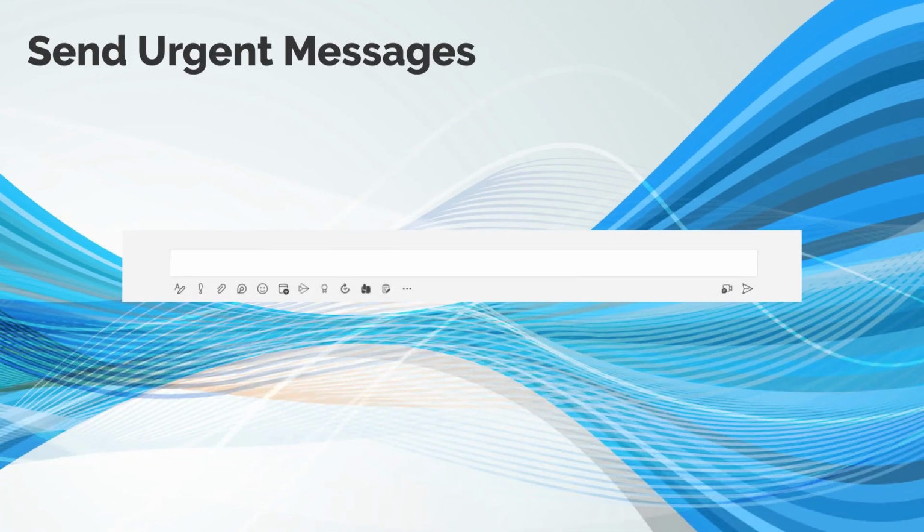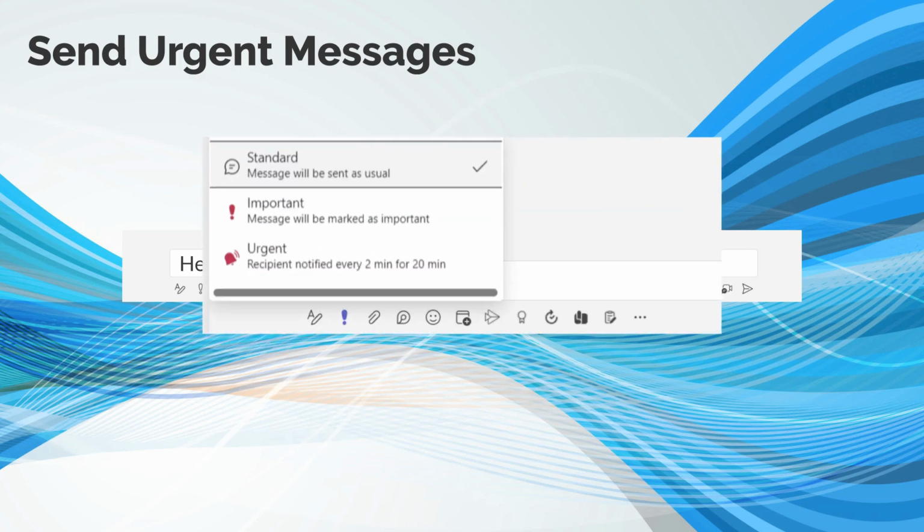An emergency requires urgent replies. You can emphasize the emergency by sending urgent messages on Teams. Type your message, select the exclamation mark under the message. Now you can select the importance or the urgency of the message.